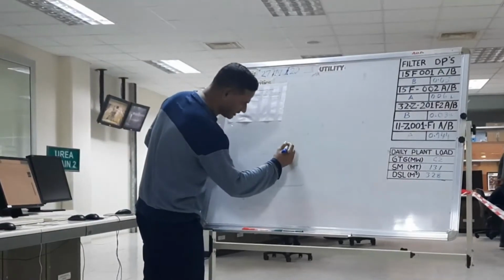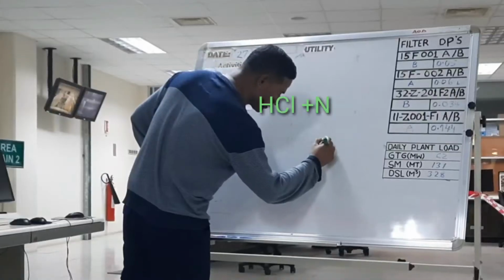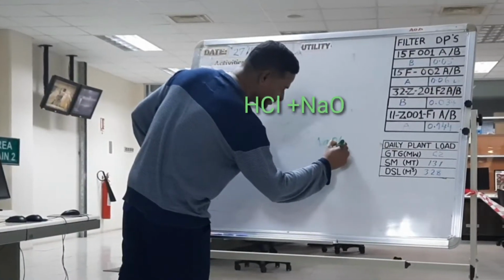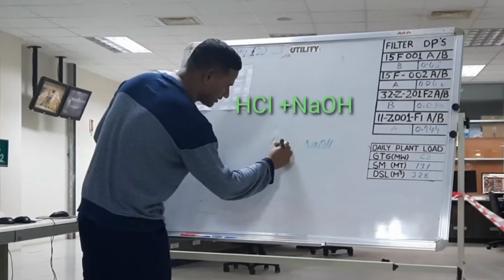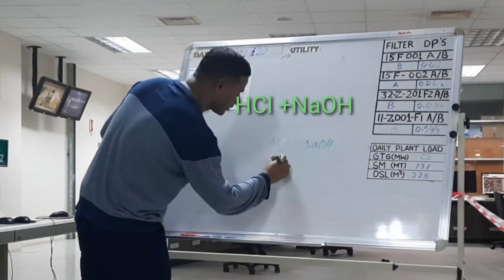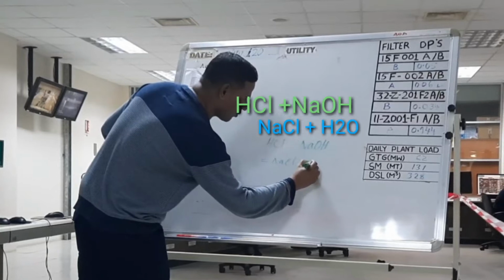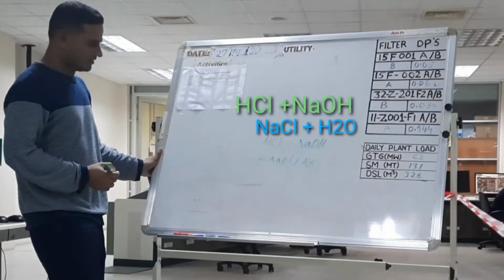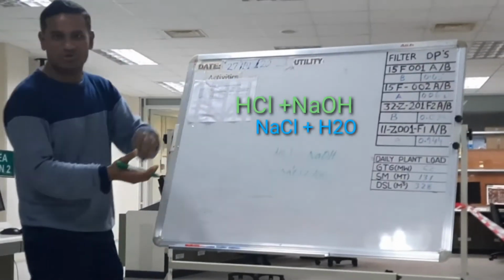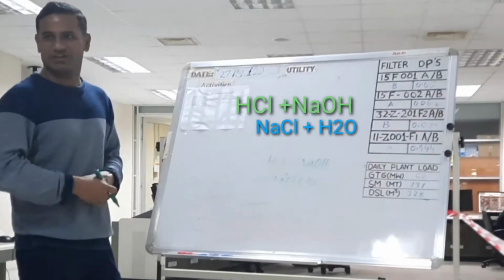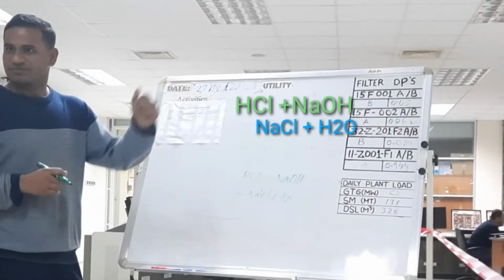How will we neutralize? Using sodium hydroxide. If hydrochloric acid reacts with sodium hydroxide, what will happen? Sodium chloride plus H2O, water. Sodium and chloride are both ionic, so this also dissolves in water and finally we will send it to the outflow. By this system we do this chemical cleaning.